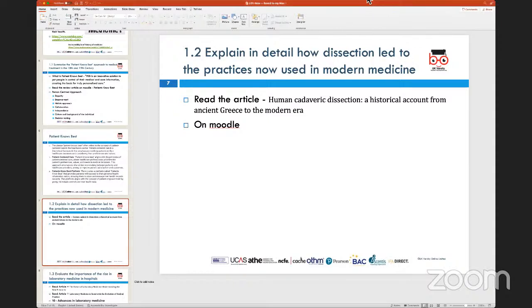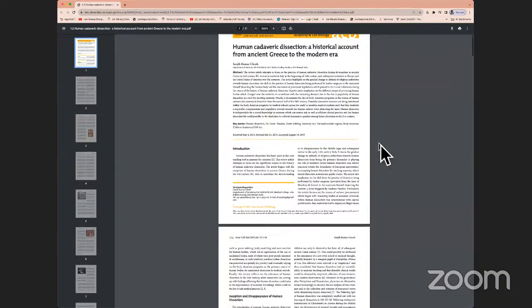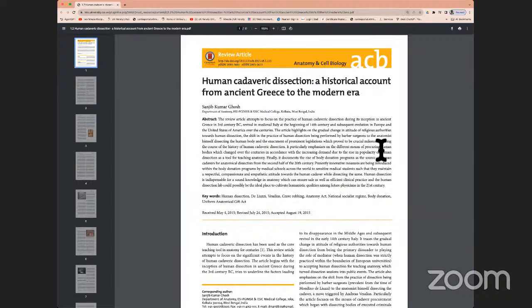Now, there is an article that I've put on the Moodle, and this particular article talks about human cadaveric dissection. That means a historical account of how this process of dissection originated in Greece, and how we see this currently panning out within the modern context. So here again, I would suggest that there is a bit of reading that you have to do. If I show you the article, which is up on Moodle, this particular article is a 17-page article, but it will give you detailed insight into how the concept of dissection actually originated.